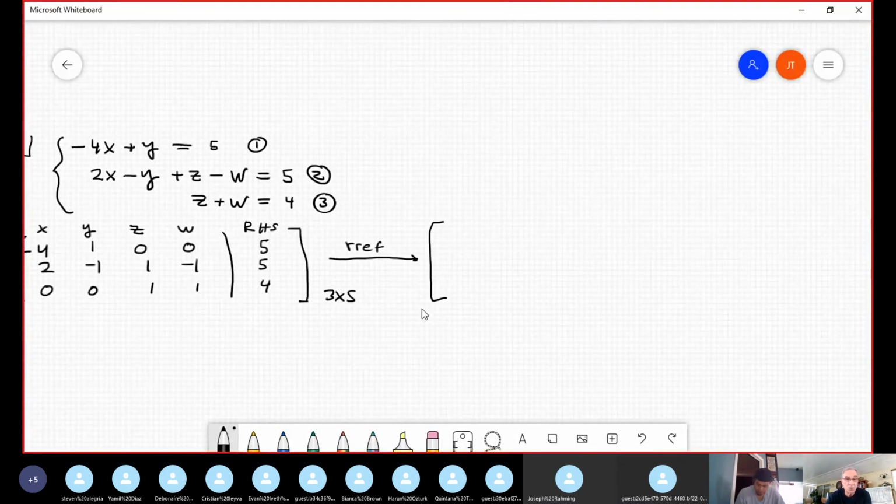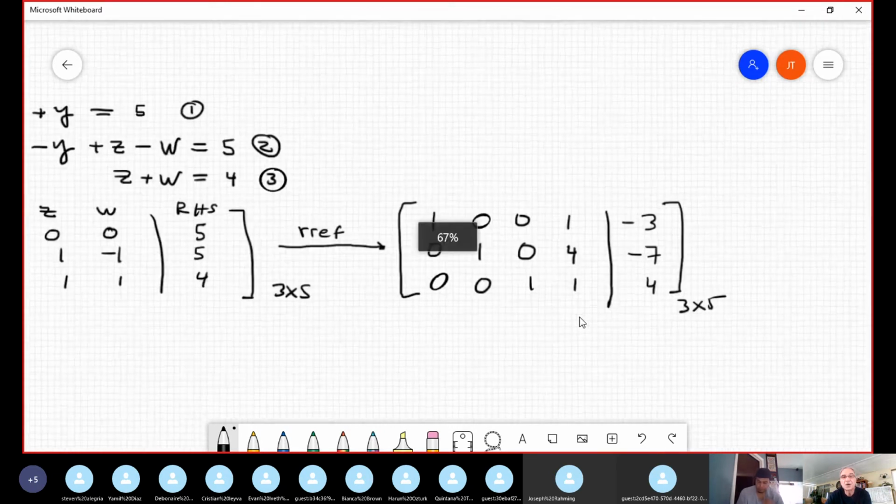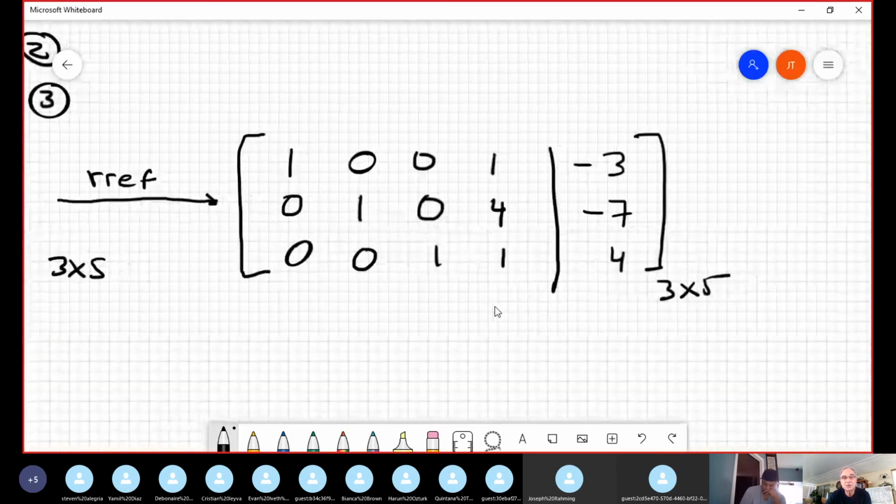You copy 1, 0, 0, 1, the line, -3. You copy here 0, 1, 0, 4, -7. You copy 0, 0, 1, 1, and 4. 3 by 5 again. 3 rows, 5 columns. Now I want to interpret this.